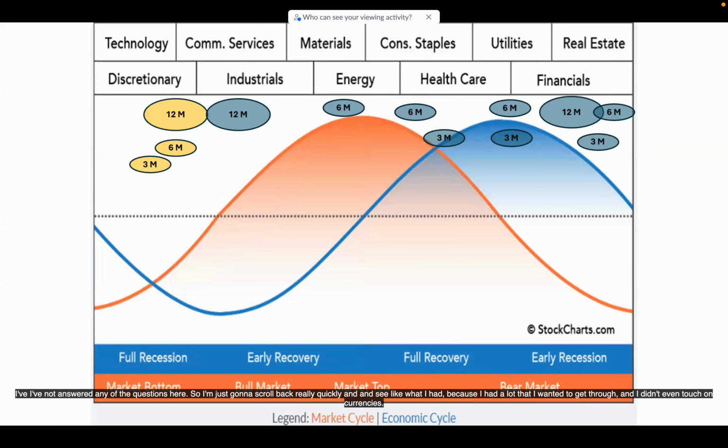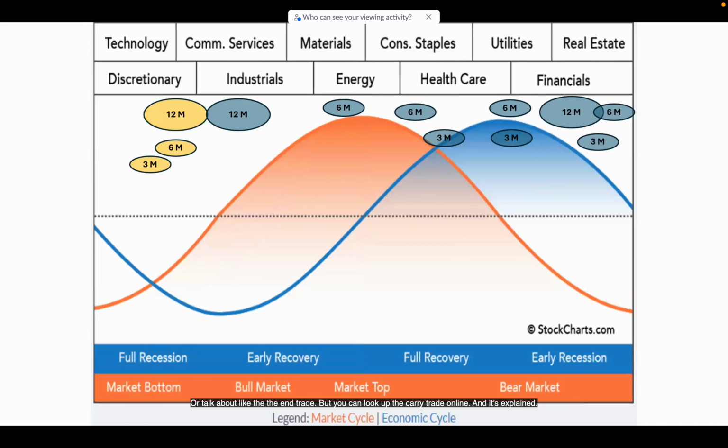I've not answered any of the questions here, so I'm just going to scroll back really quickly and see what I had, because I had a lot that I wanted to get through, and I didn't even touch on currencies or talk about the yen trade. But you can look up the carry trade online, and it's explained. It's pretty straightforward. So I'm scrolling back here, and I've answered that. I've addressed this.